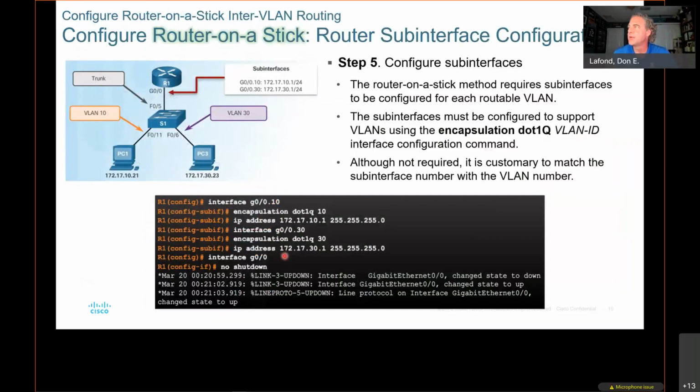Now they're on R1. Note we are on R1. And we have to configure these subinterfaces on that port right there. So the router on a stick method requires subinterfaces to be configured for each routable VLAN. The subinterfaces must be configured to support VLANs using the encapsulation dot1q VLAN ID, whatever the VLAN is. Although not required, it is customary to match the subinterface number with the VLAN number. So let me zoom in on this.